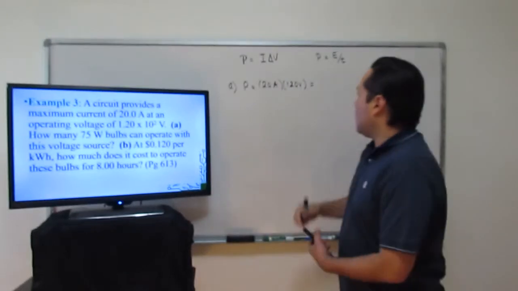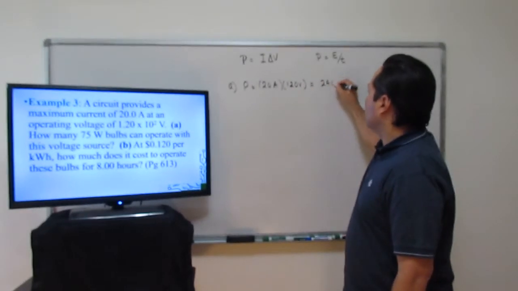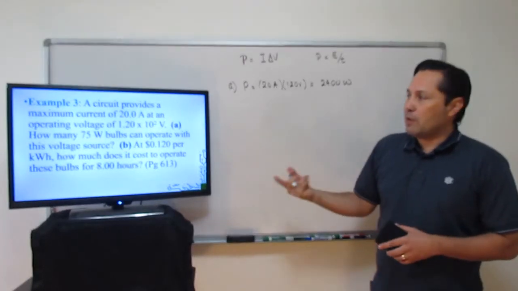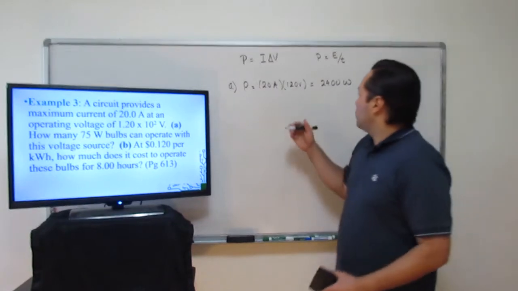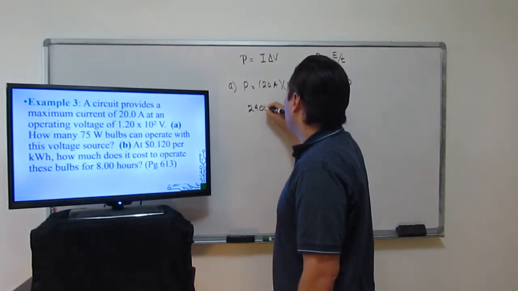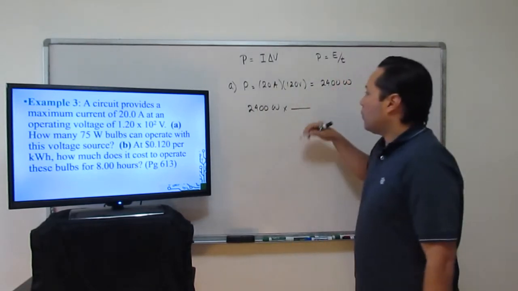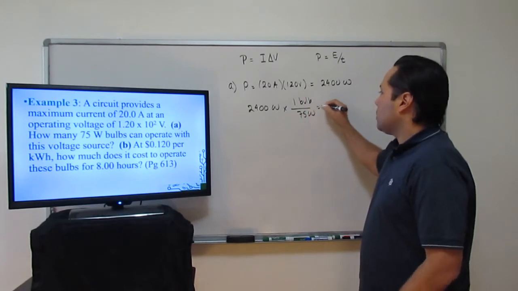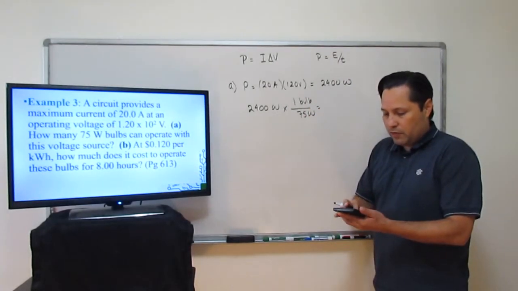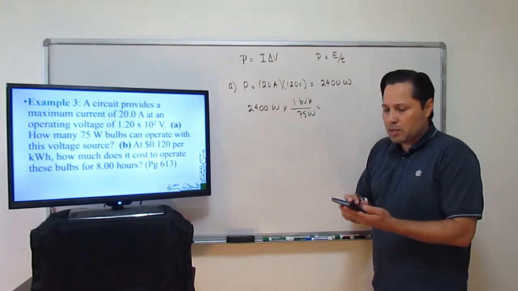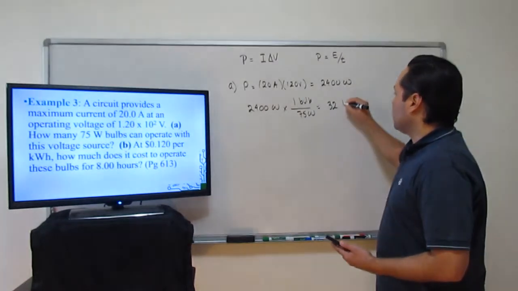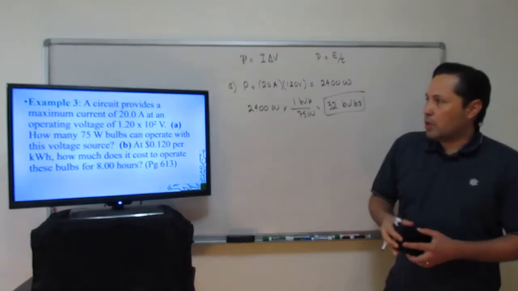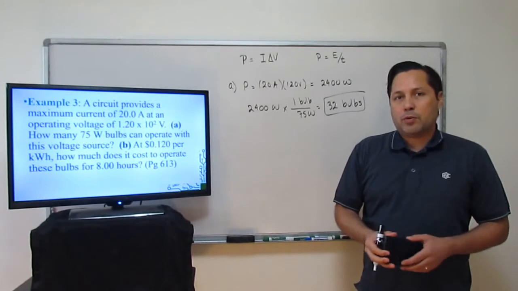All right, so we're going to get 2400 watts. Now, if each bulb uses up 75 watts, how many bulbs can we power? It'll look like this: 2400 watts, and for every one light bulb, it uses up 75 watts. So it will be 2400 divided by 75 watts. It's going to give us 32 bulbs that could be powered by this 120 volts and 20 ampere current.